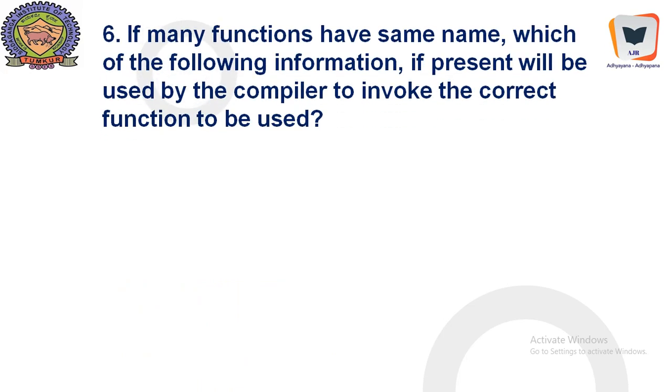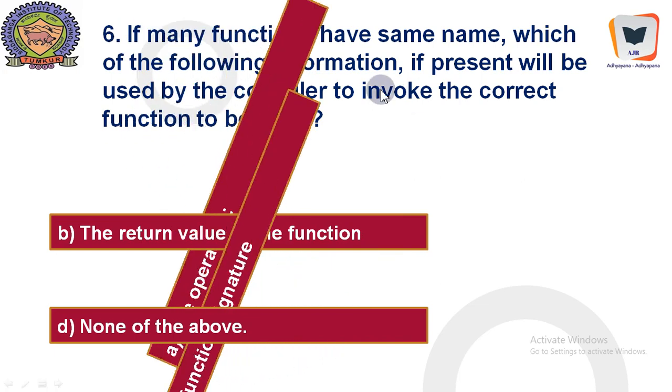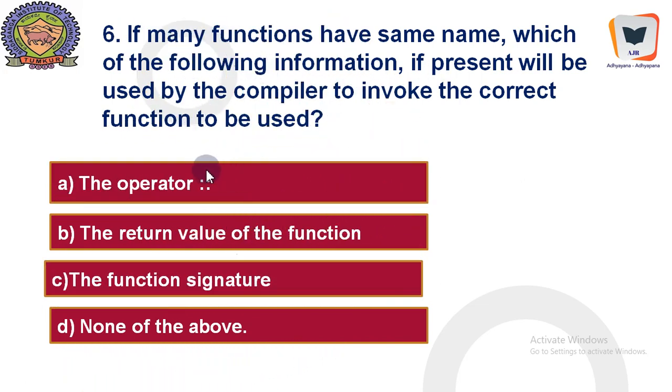Sixth question, if many functions have the same name, which of the following information, if present, will be used by the compiler to invoke the correct function? It should be the function signature. Actually, it should be the function signature as well as the operator, because the object will be encoded with this particular scope resolution operator along with the function name, and the function signature will decide which function is to be executed, or which function is to be invoked by the compiler.